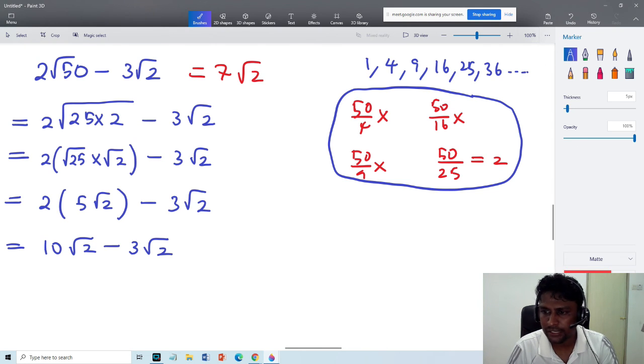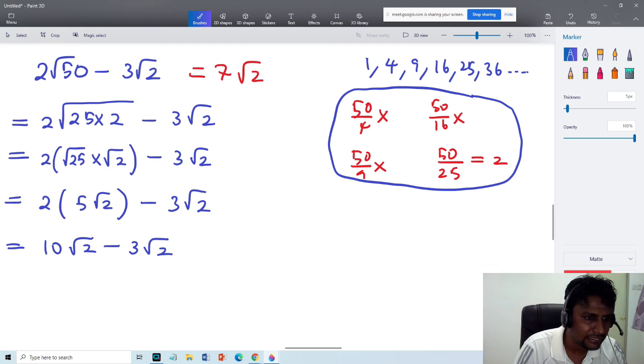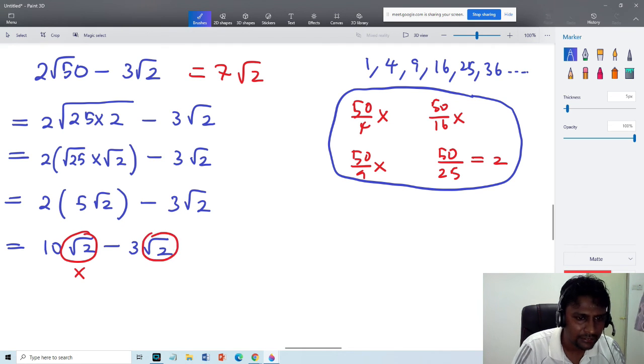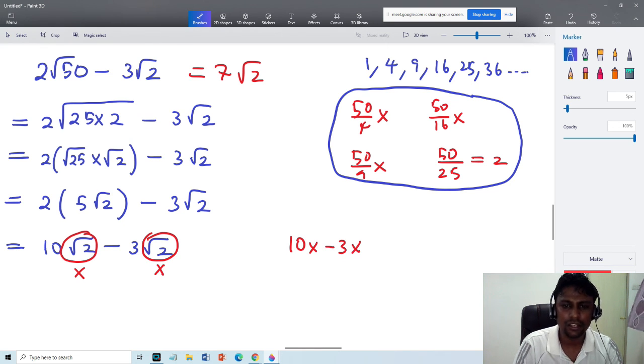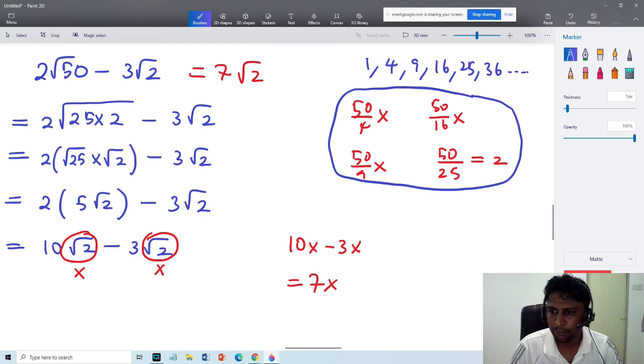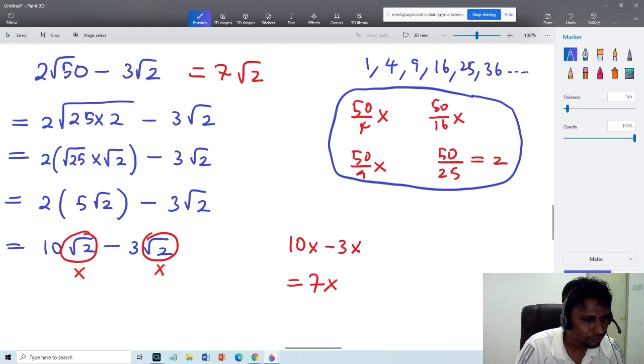Remember just now I said to you, consider this like x. Treat the square root like x, so it's easy to see. Actually it's 10x minus 3x. You are very good with x, y, z, so now you must see the square root in the form of x, and you can easily see things. So you get 7x. The same applies here, so you can put it as equal to 7 square root 2.